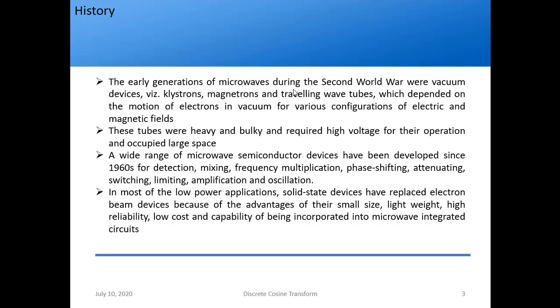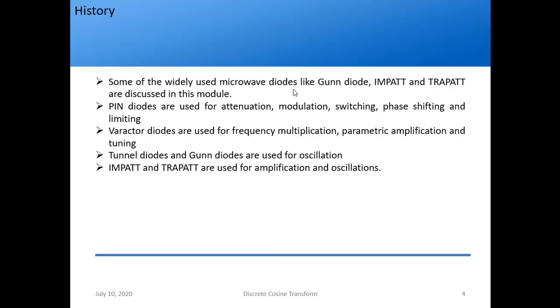But what is the problem with these microwave tubes? They are very heavy and bulky, so we required a replacement for them. These replacements are microwave semiconductor devices. They are used for a wide number of applications: detection, mixing, frequency multiplication, phase shifting, attenuation, switching, limiting, etc. Microwave semiconductor devices are also called solid state devices.